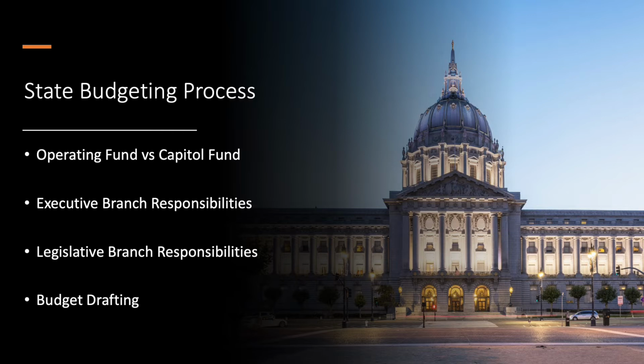Now, in terms of budget drafting, the length of the budget varies from state to state, with some states drafting one-year budgets, other states drafting two-year budgets, and some states who draft two separate budget bills to cover a 2-year period of time.